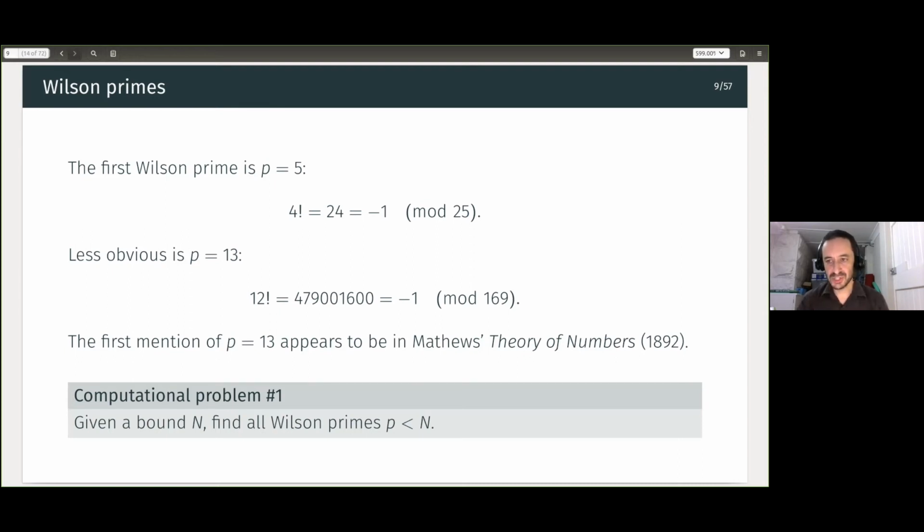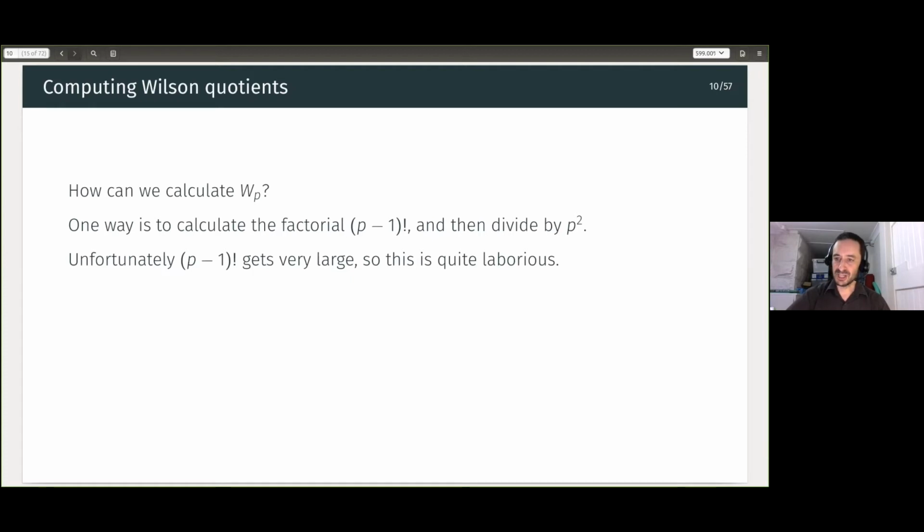So the first computational problem I want to talk about is if I give you a bound n, maybe some very large number, how do you find all the Wilson primes less than n? So the first thing you might do is you might say, well, how do I compute one of these Wilson quotients? And the obvious thing to do is you do what I did on the previous slide. You write down the factorial and then you divide by p squared. Now the problem with this is that the factorials get very large, and you can already see 12 factorial is already starting to get a bit big. So this is a lot of work.